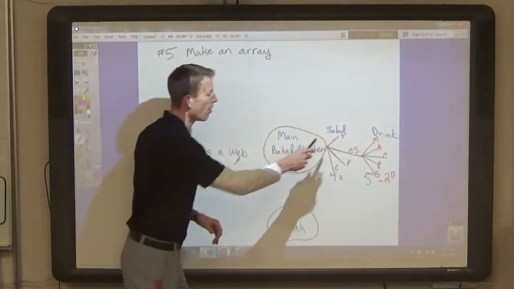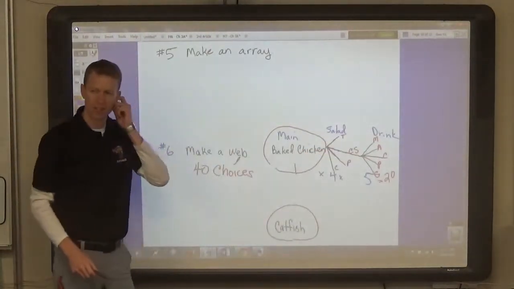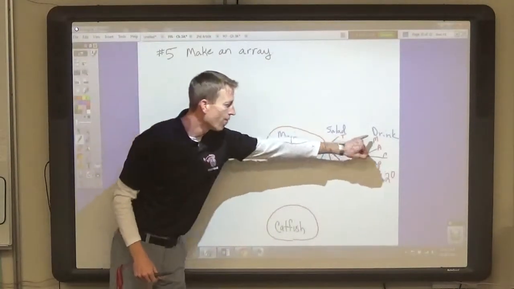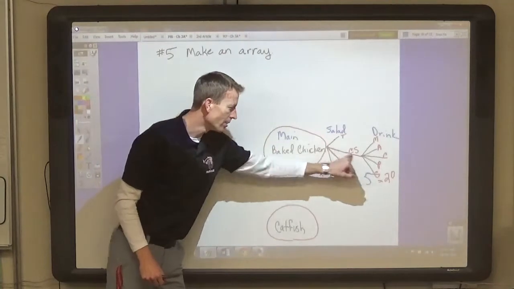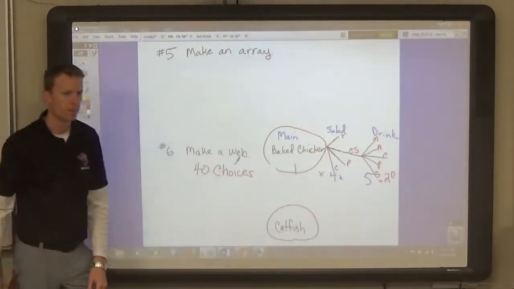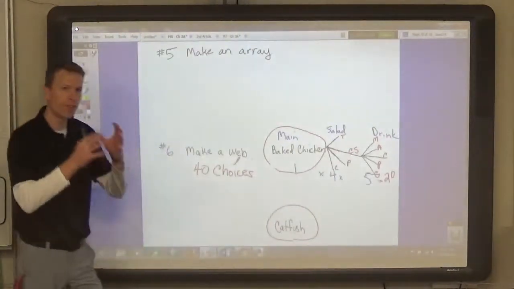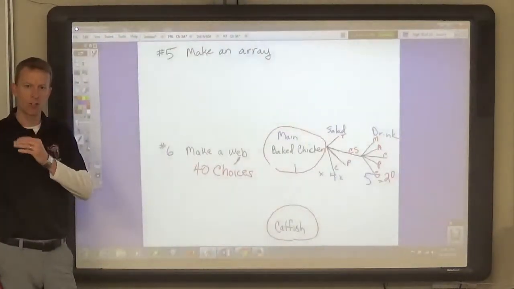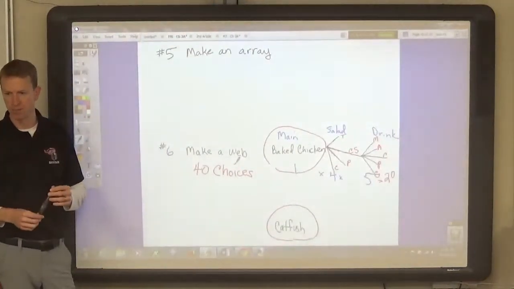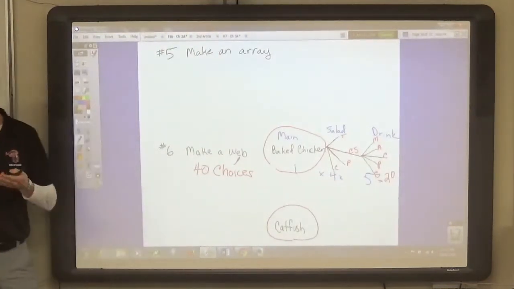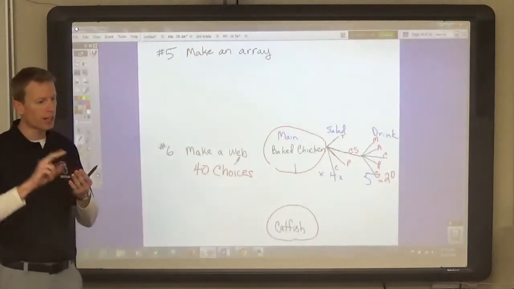And I can see that I have all of the combinations listed. I didn't draw them out for each one, but I know that I can have 5 drinks with this one, 5 drinks with this one, this one, and this one. All right, and this is called a web. It helps you to figure out and make sure that you have included all the different choices. Okay?